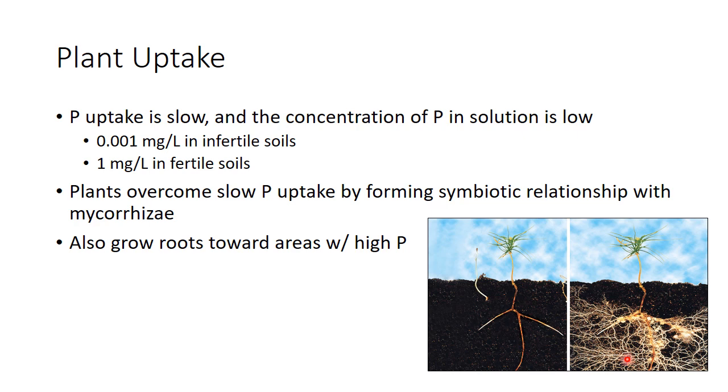And what this does is makes it so that phosphorus doesn't have to diffuse as far in order to get into the fungus. And it's absorbed by the fungus and then transported through the fungus to the root system of the plant. And in exchange for acquiring phosphorus, the fungus, in return, gets sugars produced by the plant. So it's a symbiotic relationship where both organisms benefit.